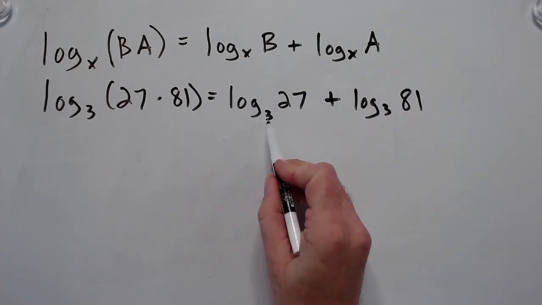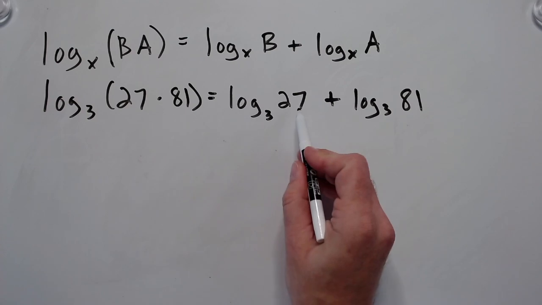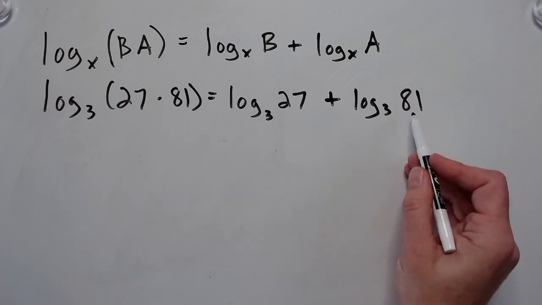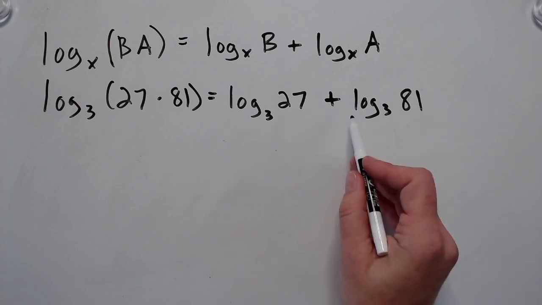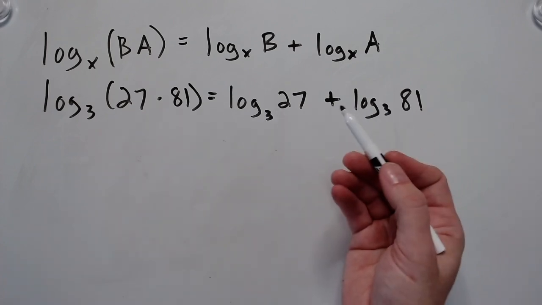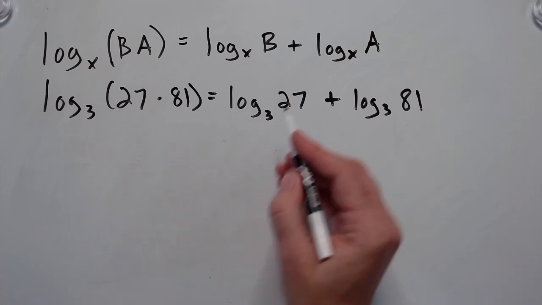So now when we look at these, we've got 3 as our base. We're taking log of 27 and 81. This might set off some alarm bells in your head. We can simplify this further. So basically we're saying 3 as our base to some mystery power equals 27. So I'm going to invert this.